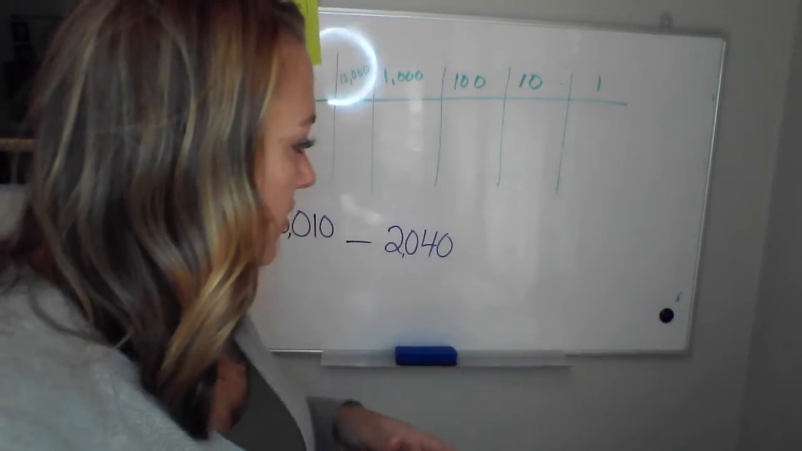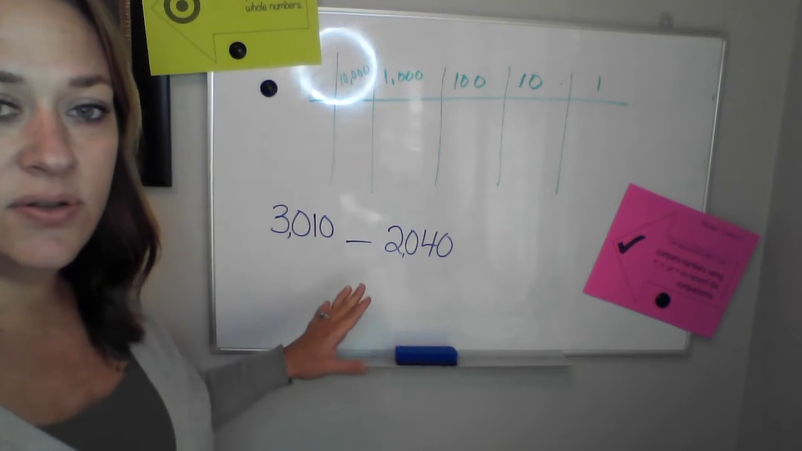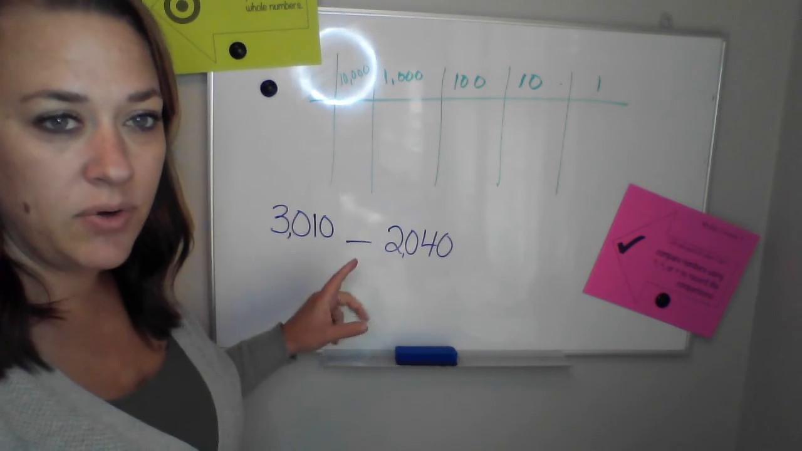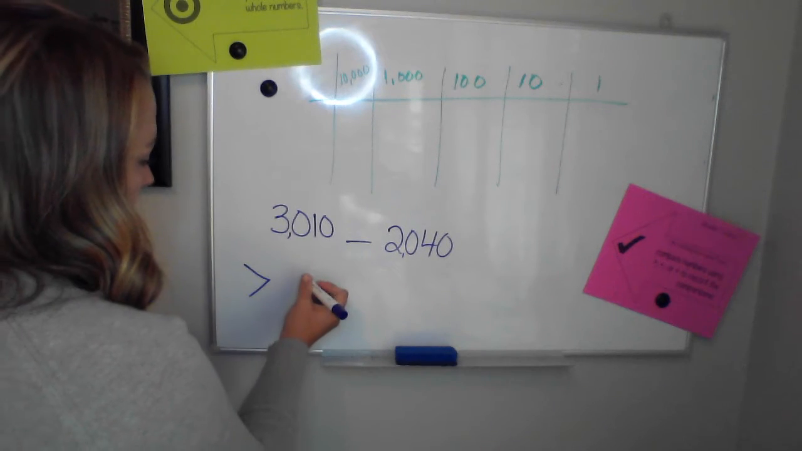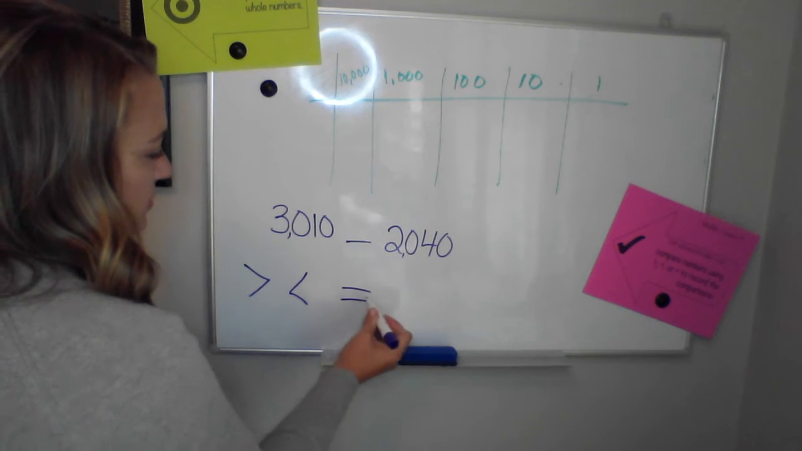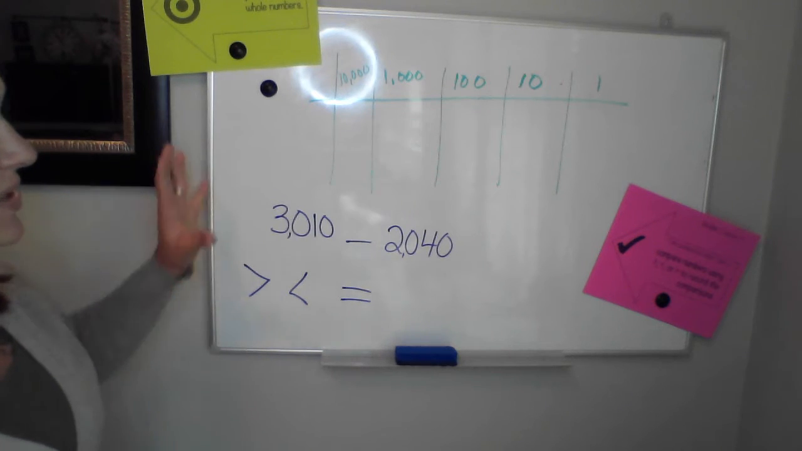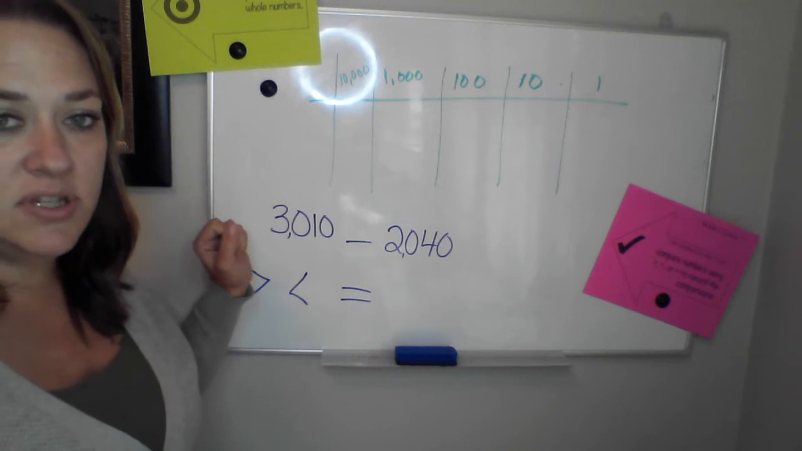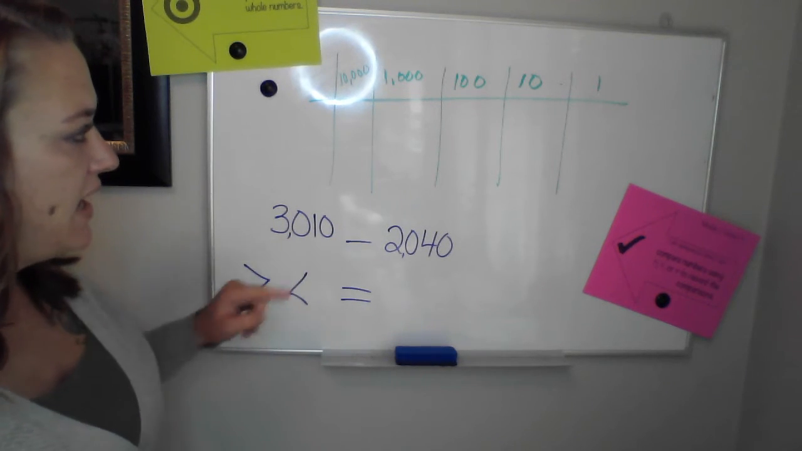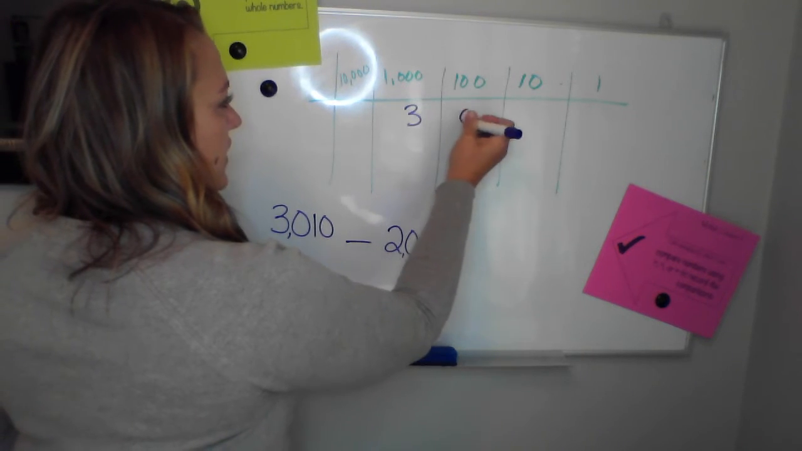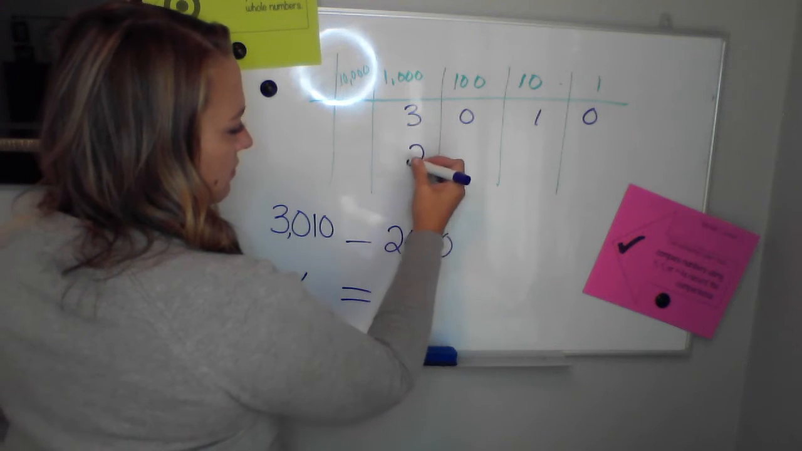All right. So if I have two numbers and it wants me to decide, well, which one's greater? We're going to use those signs of greater than, less than, or equal to show the comparison, okay? So using the place value chart is going to help us to do this. We can record our values. So I'm going to have 3,010 and I have 2,040.